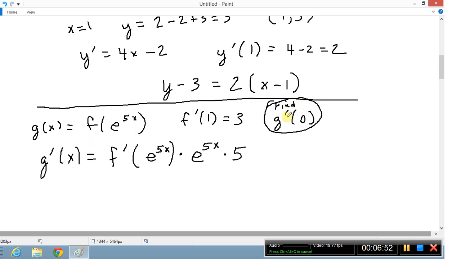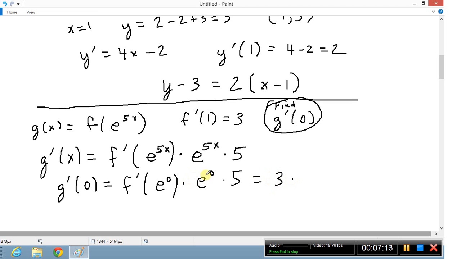The problem says find the derivative of g at 0, so you just plug in 0. So g prime at 0 would be f prime at e to the 0 times e to the 0 times 5. And now you can just read this off. f prime of e to the 0, e to the 0 is 1, so f prime of 1 is 3, times e to the 0 is 1, times 5, and that's 15. And that's it for number 7.